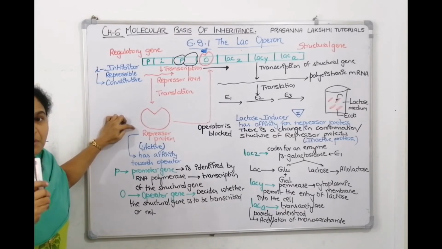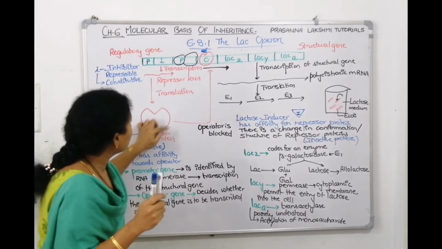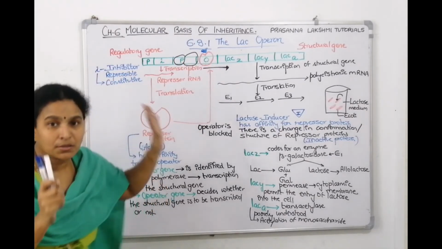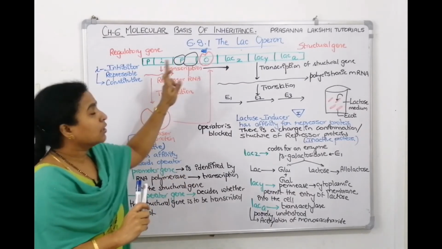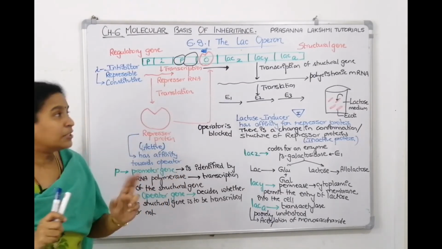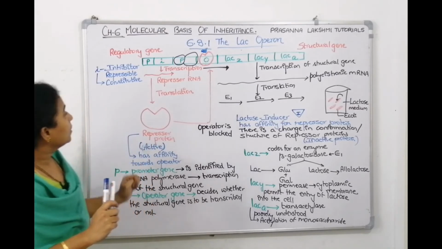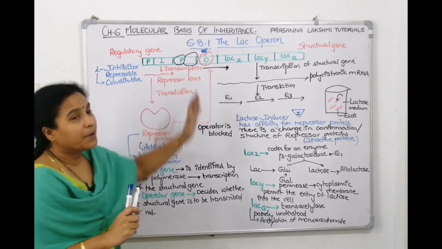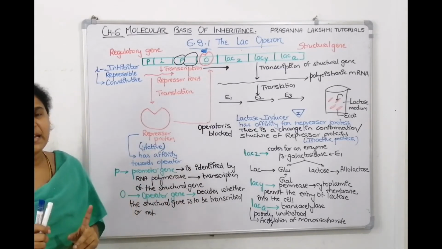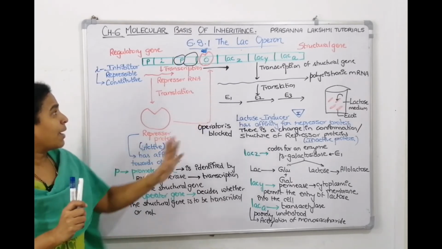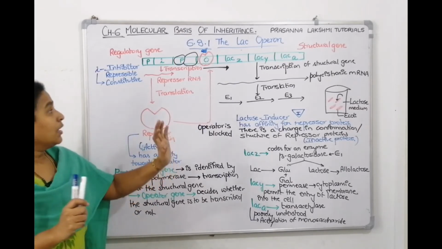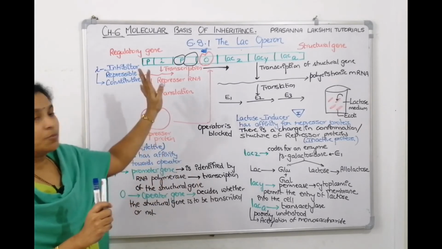What is the role of the repressor? The repressor has attraction for the operator. It goes and binds to the operator, blocks the operator. Promoter, we know RNA polymerase identifies the promoter and goes and binds there. That's the role of the promoter. What's the role of the operator? The operator decides if the transcription should happen: for transcription, the operator should be free. If the transcription should stop, the operator should be blocked.